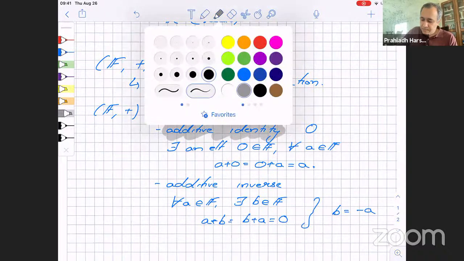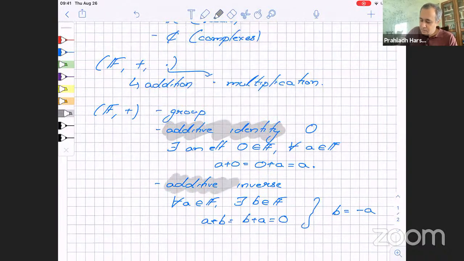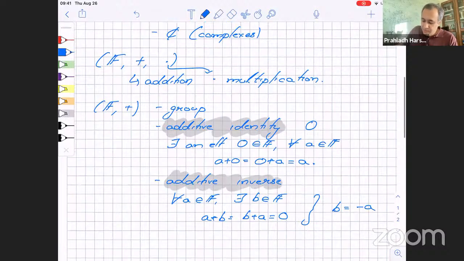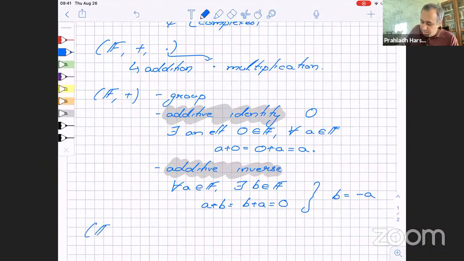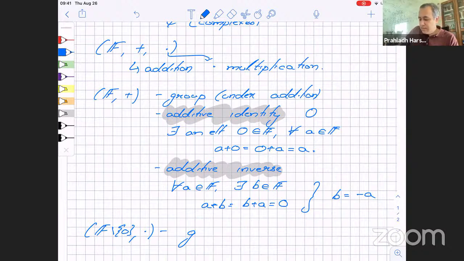We want additive inverse. Similarly, we will say F, you take off the 0 element, and with dot, this should form a group. This is a group under addition. In fact, it's a commutative group. It's commutative in the sense that A plus B is equal to B plus A. The order of addition does not matter.